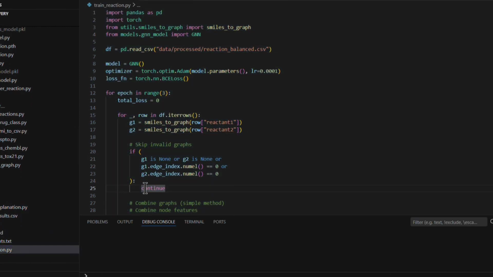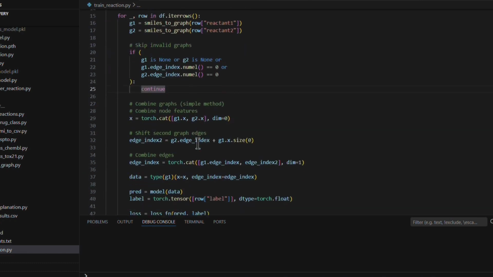This code is used to train a GNN to predict whether two molecules will react. It converts reacting molecules into graph structures and combines them into a single input. The model learns from labeled data using a loss function and optimizer to improve prediction. Finally, the trained model is saved and can be used later for reaction prediction tasks.